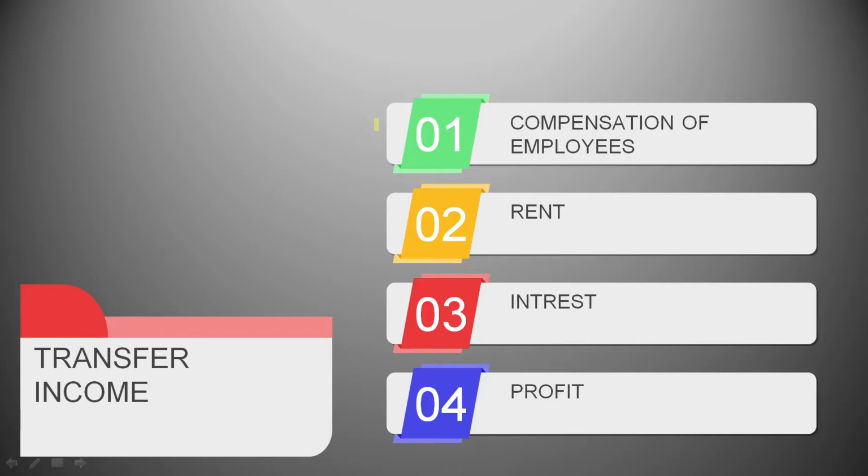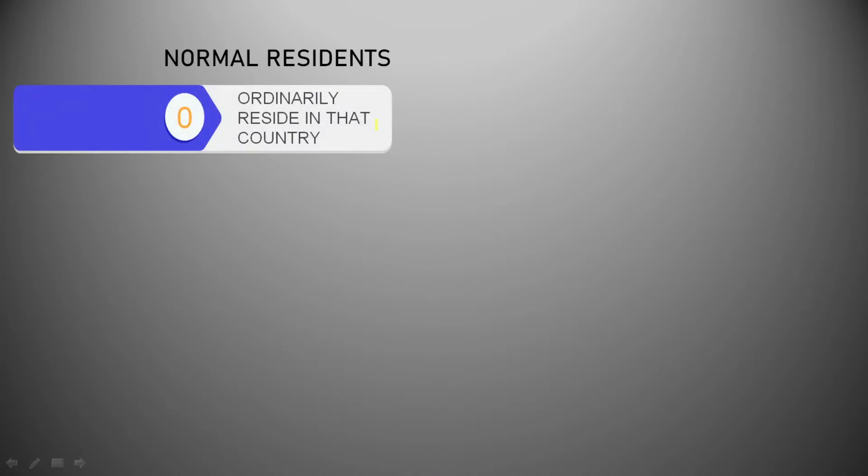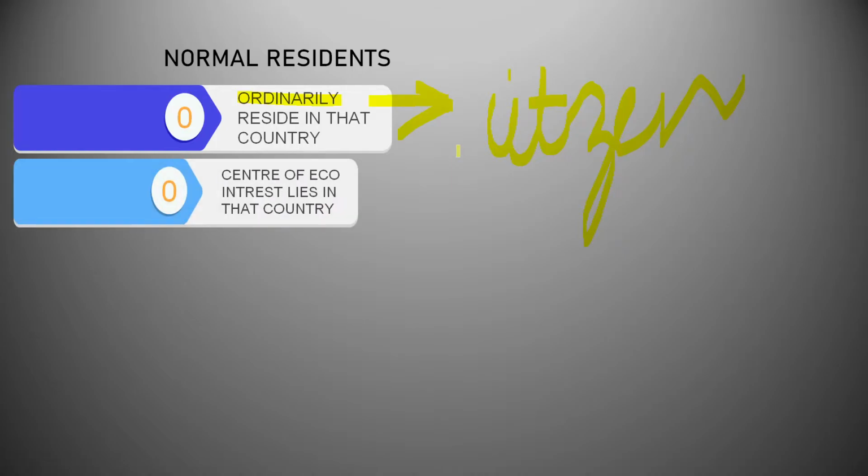Now the next term we saw was normal residents. So let us look at who are normal residents. They are the ones who ordinarily reside in a country. Ordinarily reside means they reside in a country for a period of 1 year or more, no matter whether they are a citizen or not, but they'll be taken as normal residents of a nation if they reside in that nation for 1 year or more. And the next is that the center of economic interest lies in that country.